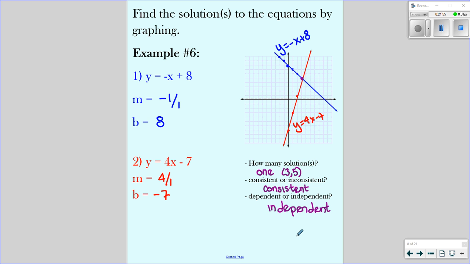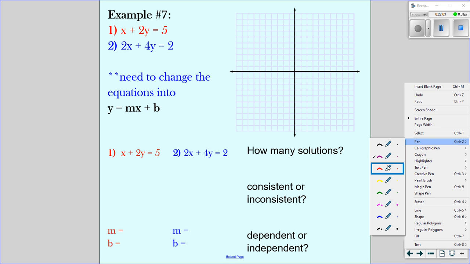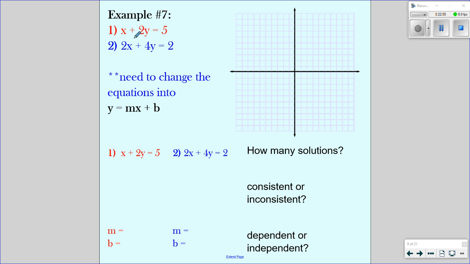All right, let's do another one. So we have two equations. Again, we're going to do the same thing, but this is different from the other one that we did. We have to turn it into y equals mx plus b. So that means y has to be by itself. We subtract x on both sides.